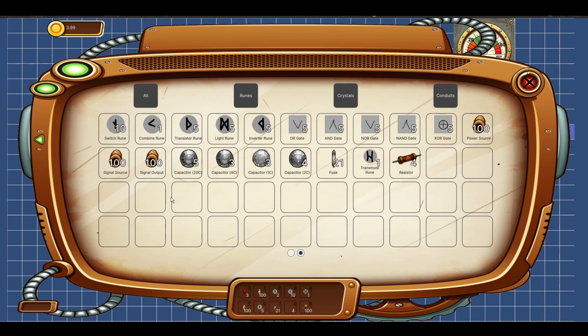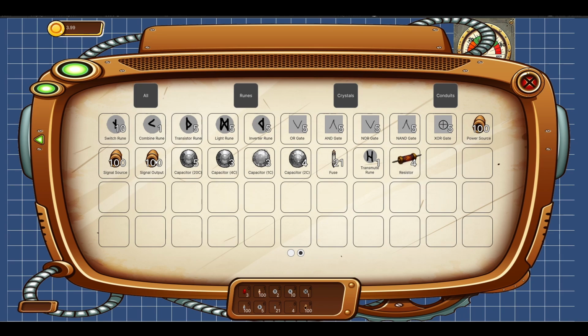I do intend to have something for holes, pass-through points, because some of the puzzles are forward and backward, so it allows you to pass voltage through it to the other side. But I haven't made those. But yeah, the signal source, signal output. Right now, my signal output is serving as my ground.